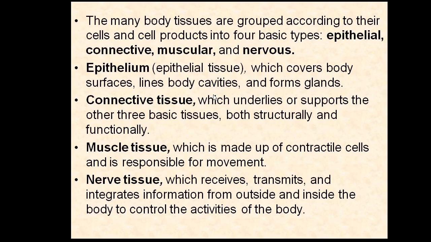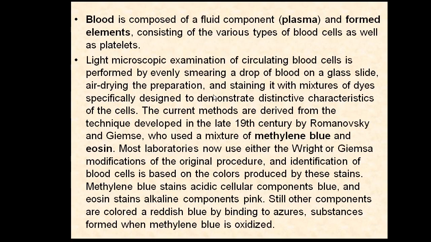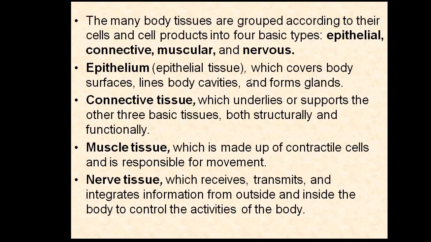Now let's talk about the basic types of tissues. In our body, and in all living beings of the earth, we distinguish four basic types of tissues: epithelial tissue, connective tissue, muscle tissue, and nerve tissue.